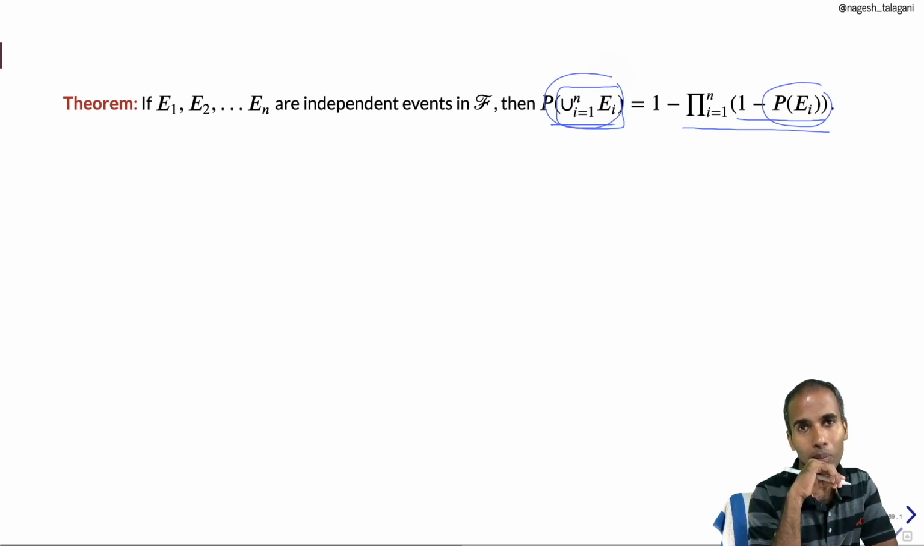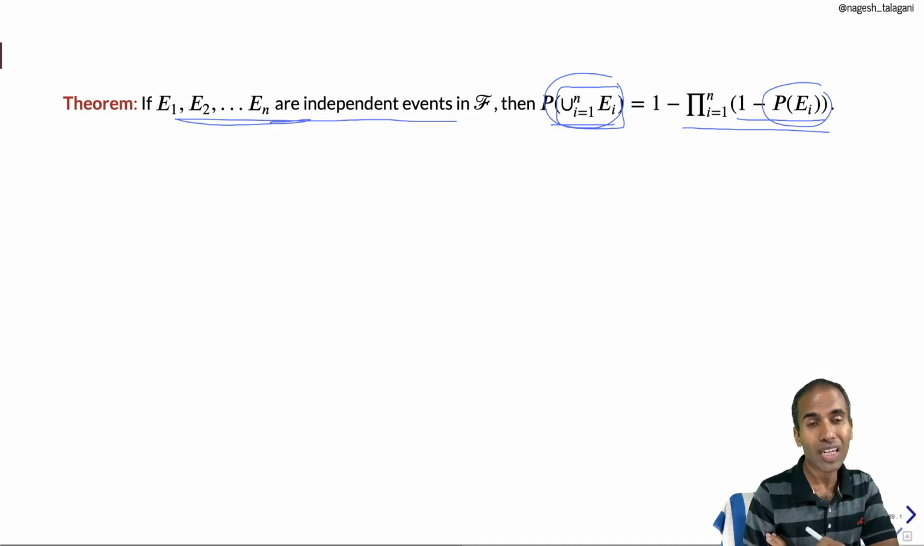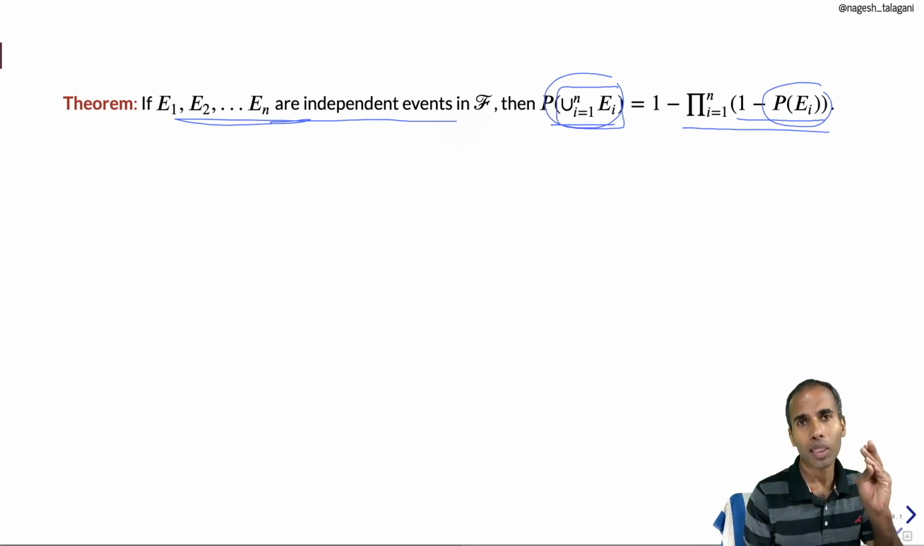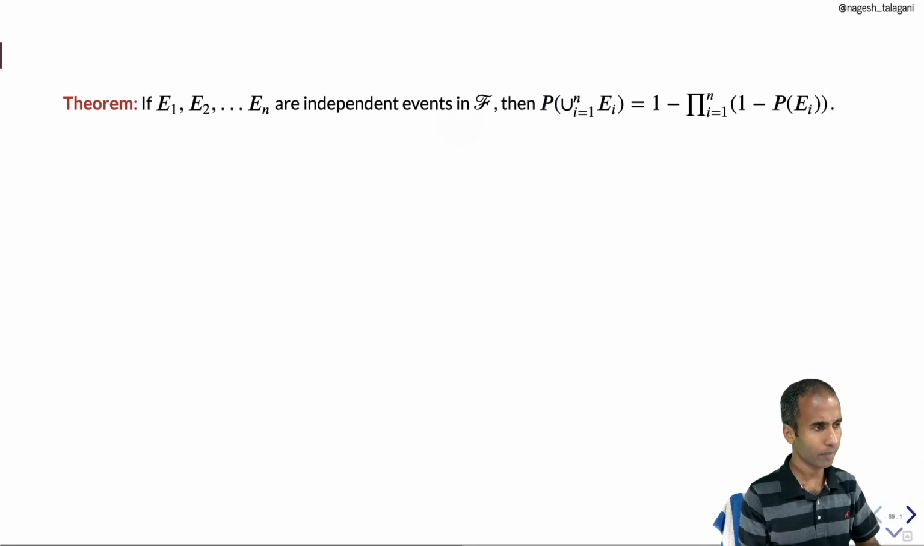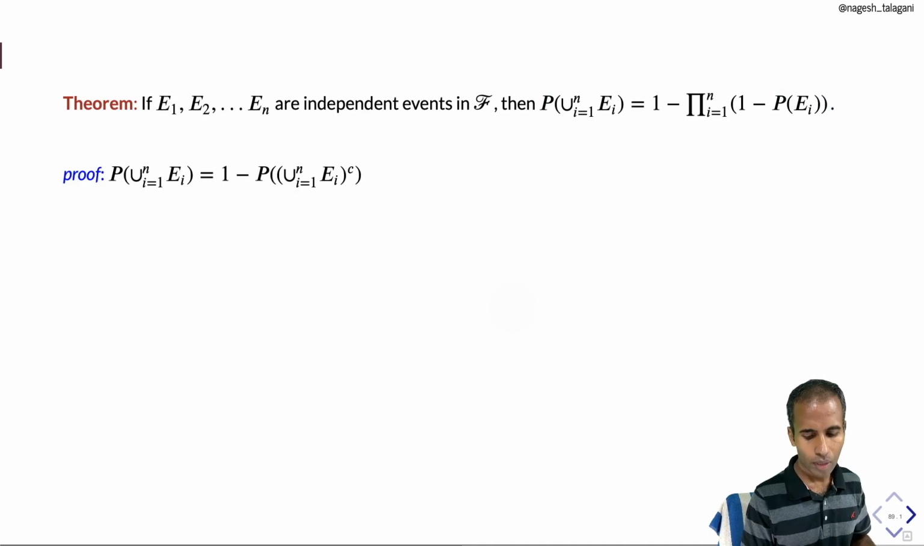But here you should know that the events are independent. You can enjoy this tool only if you know that your events are independent. Otherwise you have to go with the inclusion and exclusion principle, and you should know a lot of information to compute the probability of the union of the Ei's using it. But here, all you need to know is probability of E1, probability of E2, so on, probability of En. Okay, proof. Let's start with the left hand side.